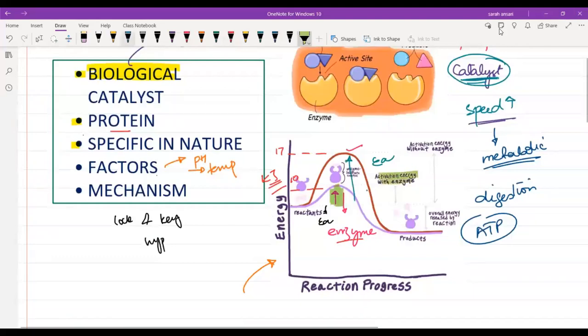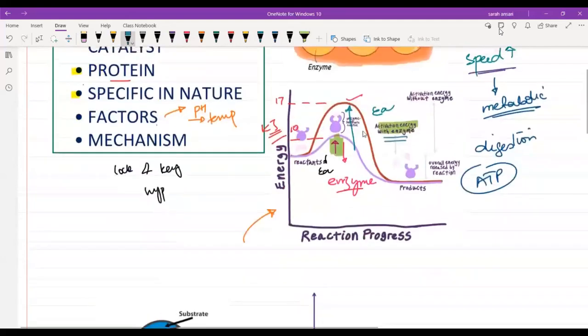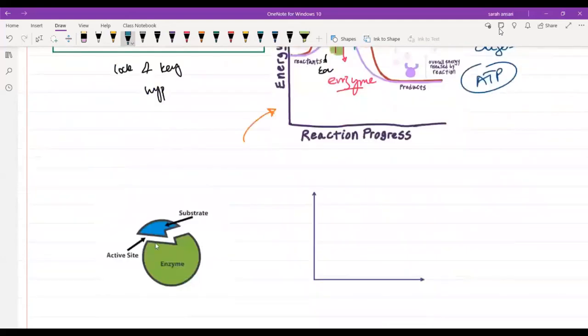You can cover it. We will cover it in that. But when I'm talking about activation energy, it is basically the least amount of energy that is required to start a chemical reaction.